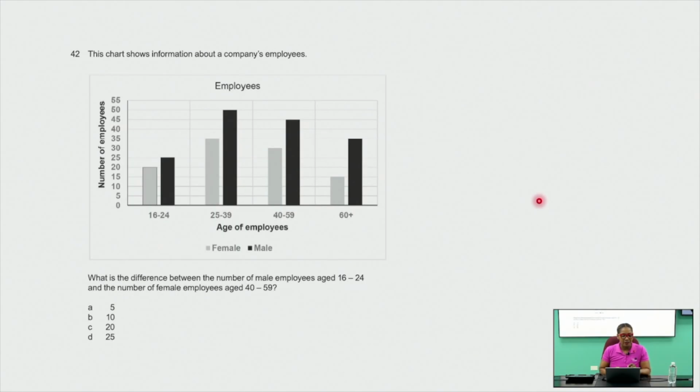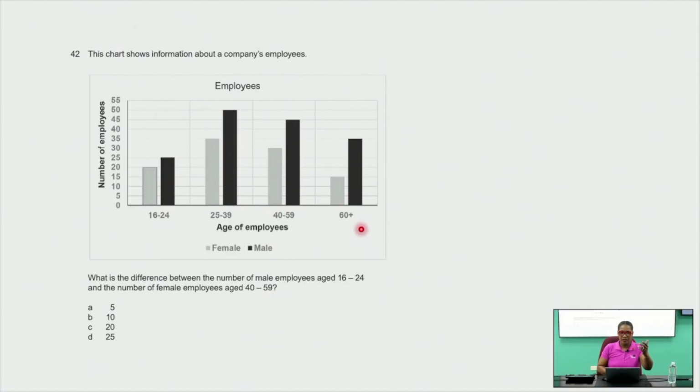This chart shows information about a company's employees. So we have some things here on the chart, and before you even read the question, let's just look at the chart. On this axis, you have the number of employees, and you see it starts from 0. That means nobody works there. All the way up to 55 persons can work at this company. Do they have that? We're not sure. They have age group. So you have 16 to 24. They start working early, man. Then you have 25 to 39, 40 to 59, and 60 and over.